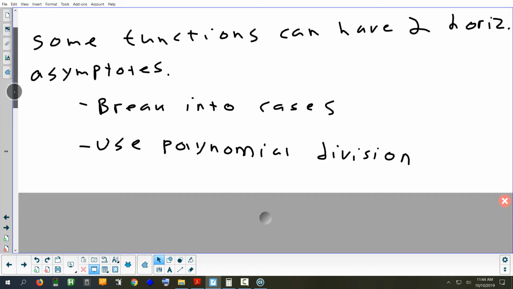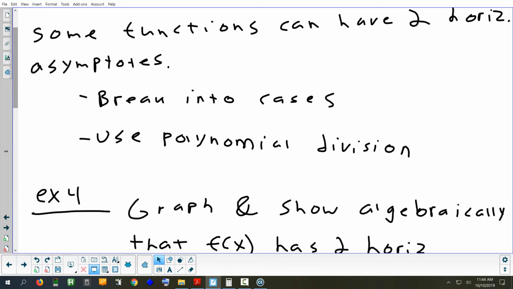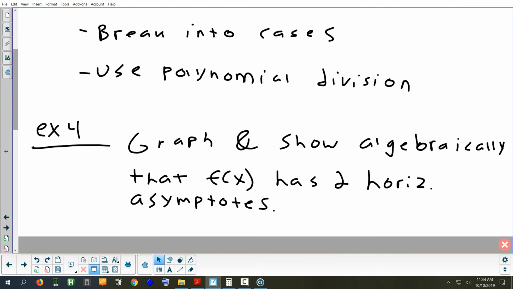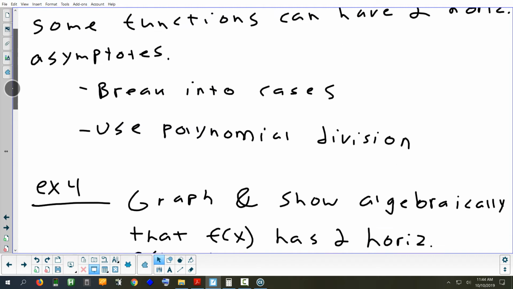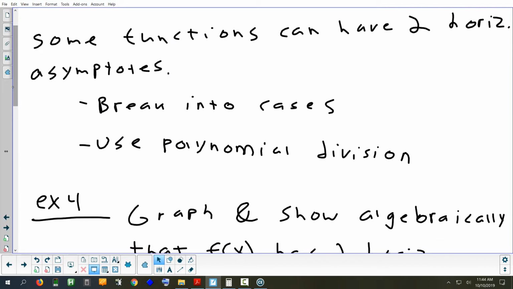Okay, so we're going to look at one that has 2 right now. And the way we're going to do it, I just want to see what the problem is. Okay, we're going to break it into cases. Usually you have to do this when you have an absolute value, because with absolute value, you usually have 2 possibilities.